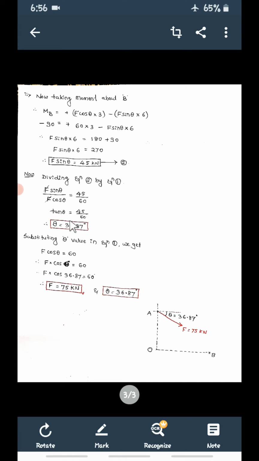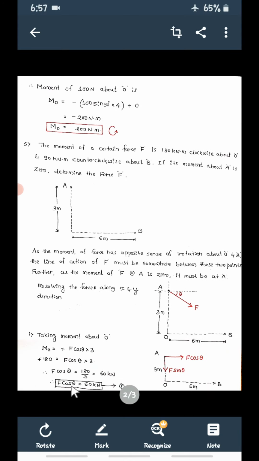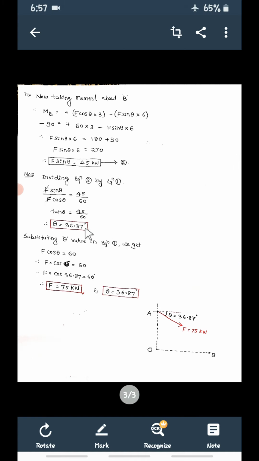So theta is equal to tan inverse of this. So we will get the angle as 36.87 degree. Means the force at A is making an angle of 36.87. Now what is the value of F? Now substitute this theta value, either in equation number 2 or in equation number 1. In any equation you can substitute, we will get F.